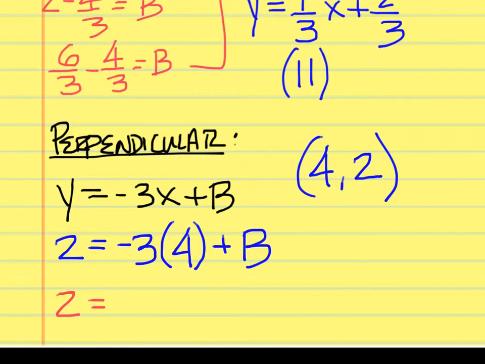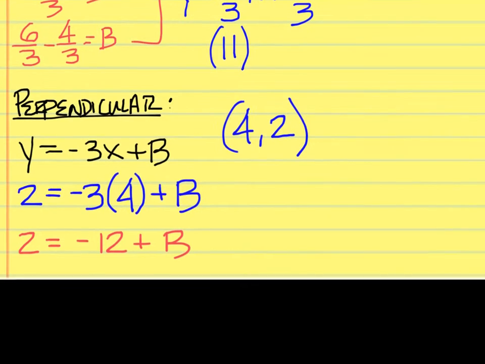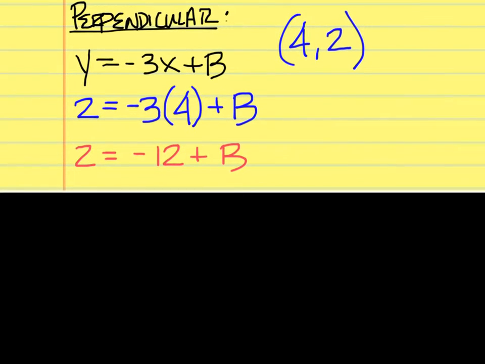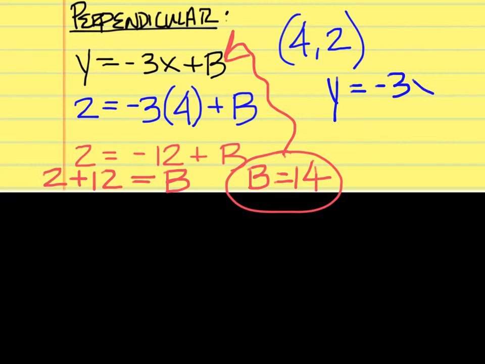So 2 equals -12 plus b. And I ran completely out of space, so I have to go to the right. Now I can fit it in underneath this. We'll have 2 plus 12. Move that -12 to the left, change the sign. And you will come out with 14. And remember, you have to put this in right here to get your answer. So y equals -3x plus 14.